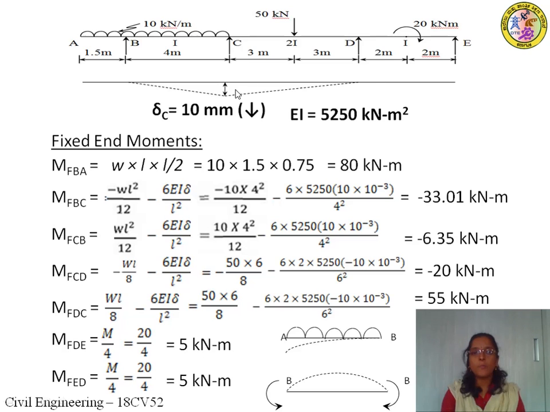So here, since C is sinking down, it is associated with only the BC as well as the CD member, and DE does not have any association with joint C. Therefore we are not applying any 6 EI delta by L square there. Only for the members associated with the sinking joint do you apply this extra term, minus 6 EI delta by L square. This is the only change you have to consider in the analysis of continuous beams with sinking support. Okay, so the next procedure will remain the same.